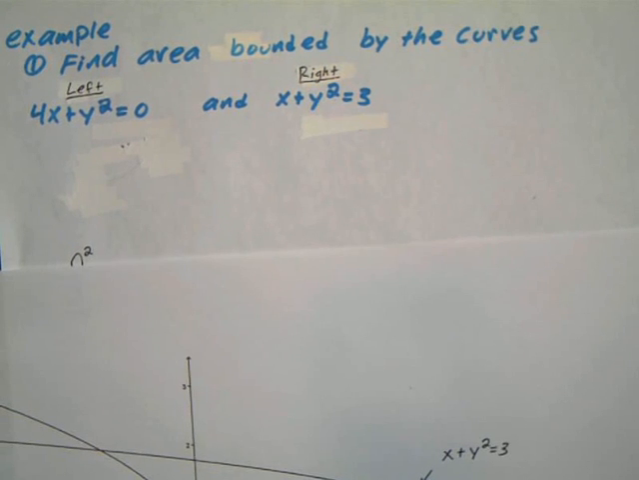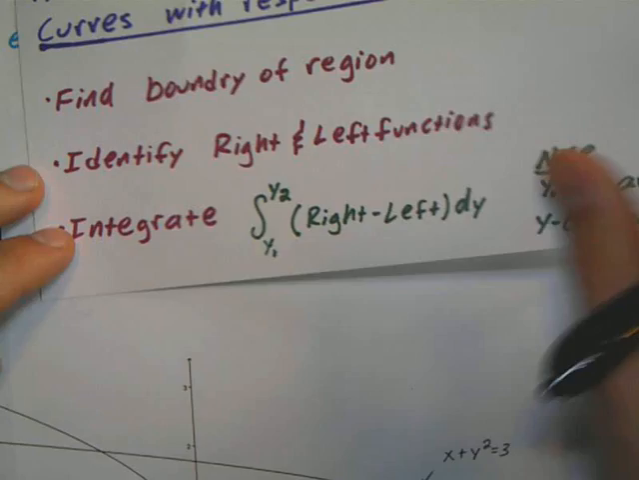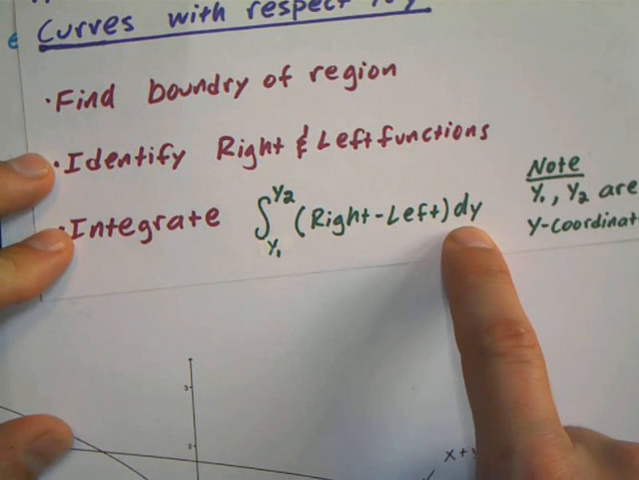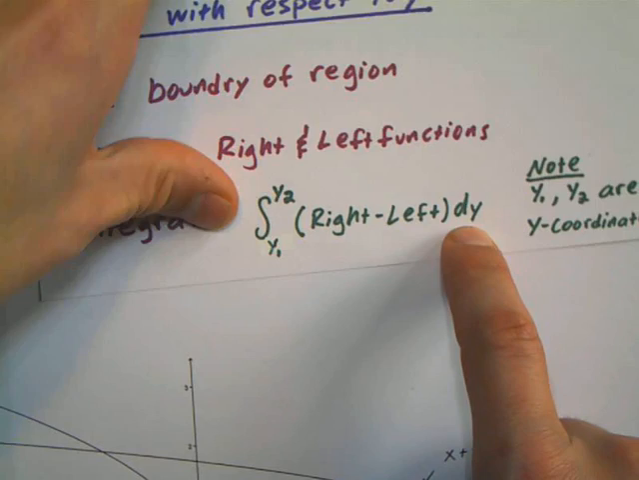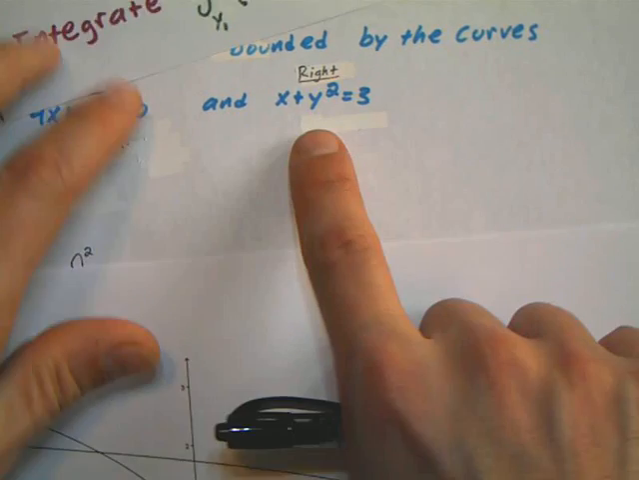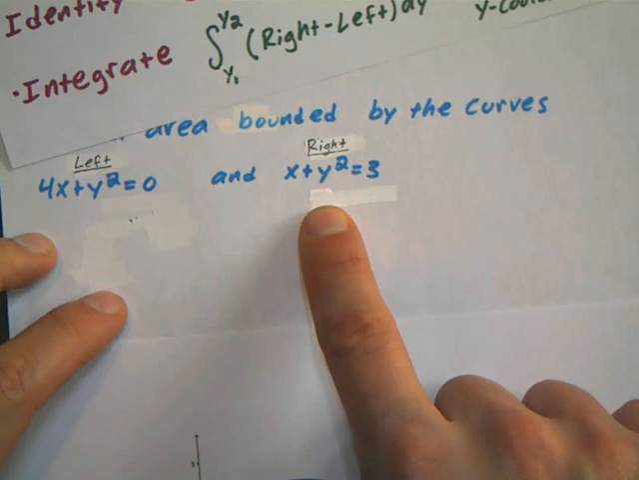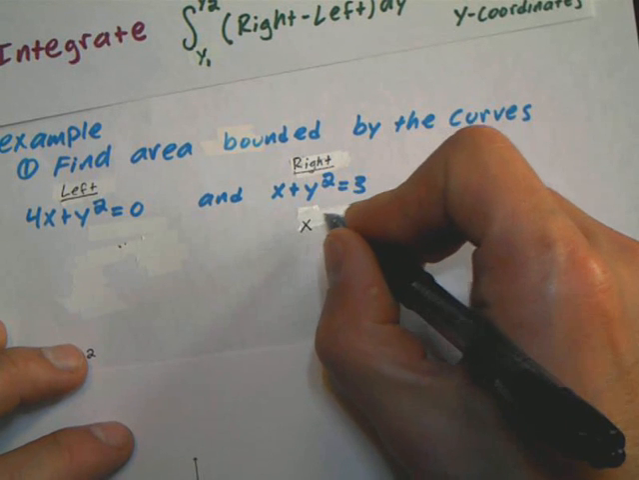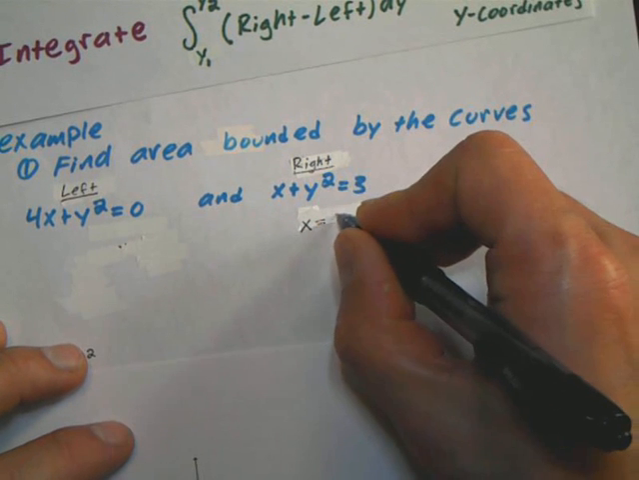And now I have to integrate. But I have to integrate with respect to y. So what that means is I have to get these equations in terms of y. Well, to get this one in terms of y, that means I have to put it as x equal to 3 minus y squared.